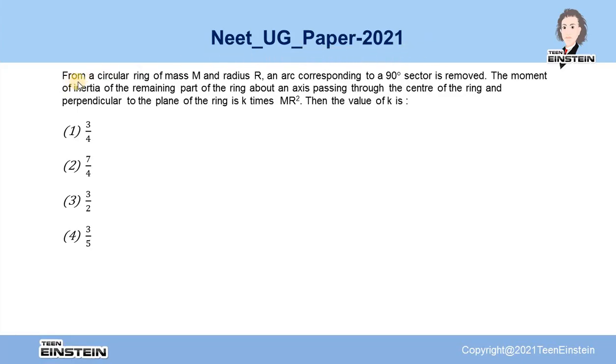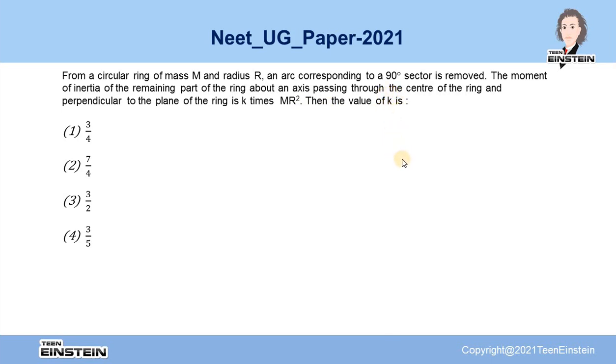Here is the problem. The problem states that from a circular ring of mass capital M and radius capital R, an arc corresponding to a 90-degree sector is removed. The moment of inertia of the remaining part of the ring about an axis passing through the center of the ring and perpendicular to the plane of the ring is k times MR squared. Then you have to find out the value of k.